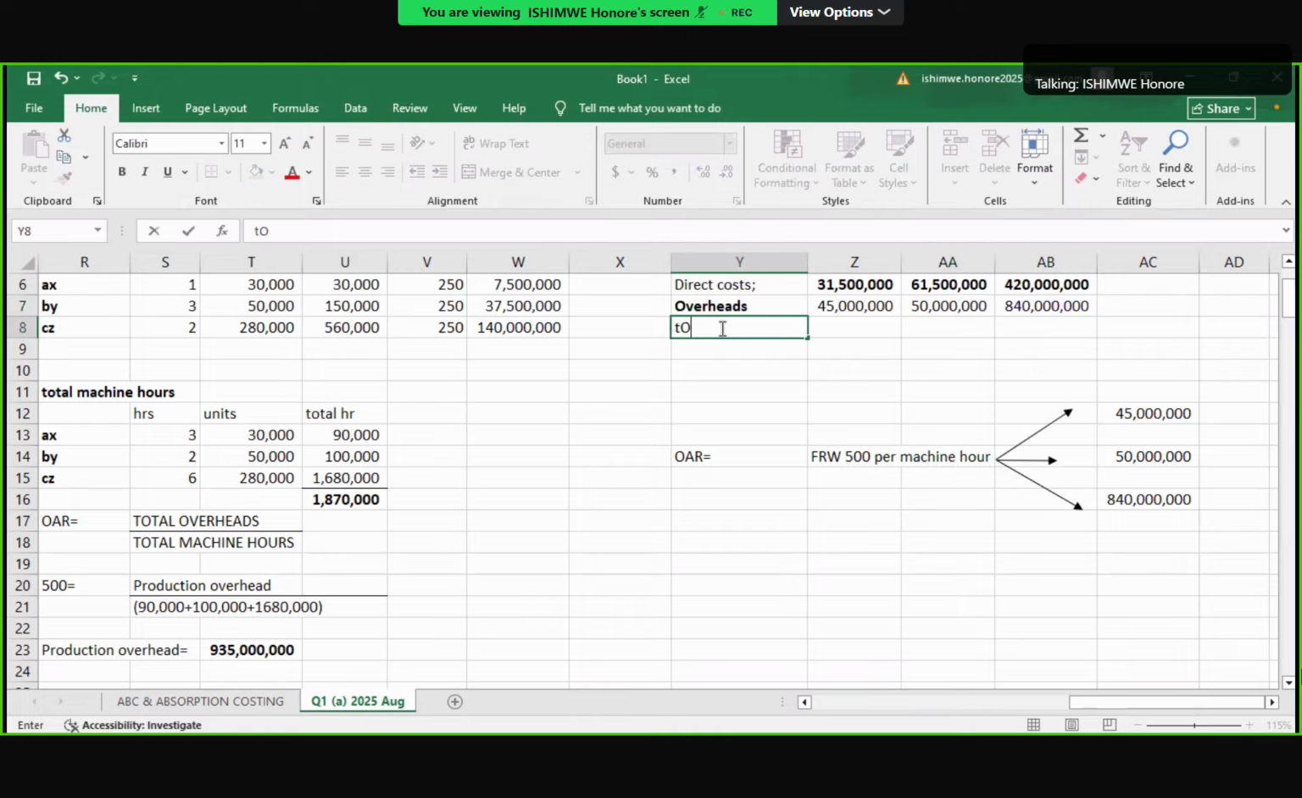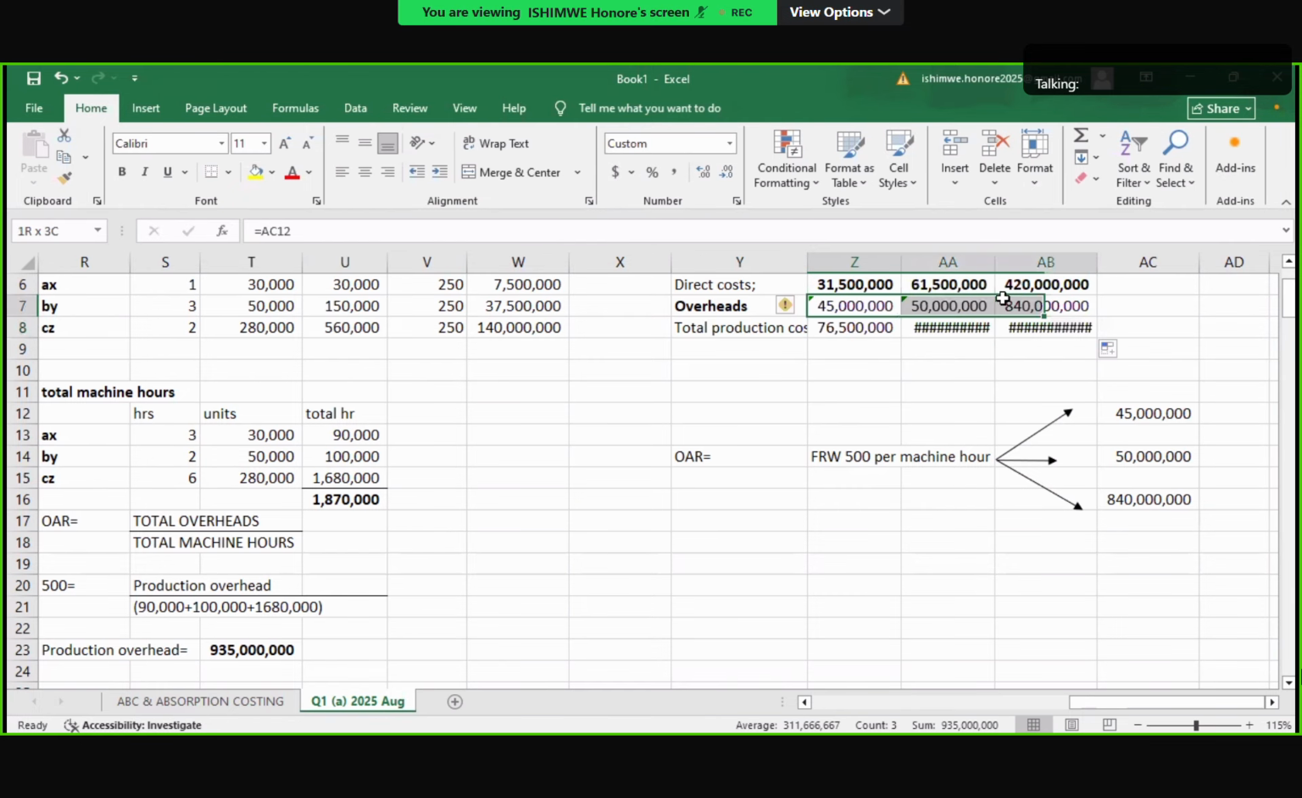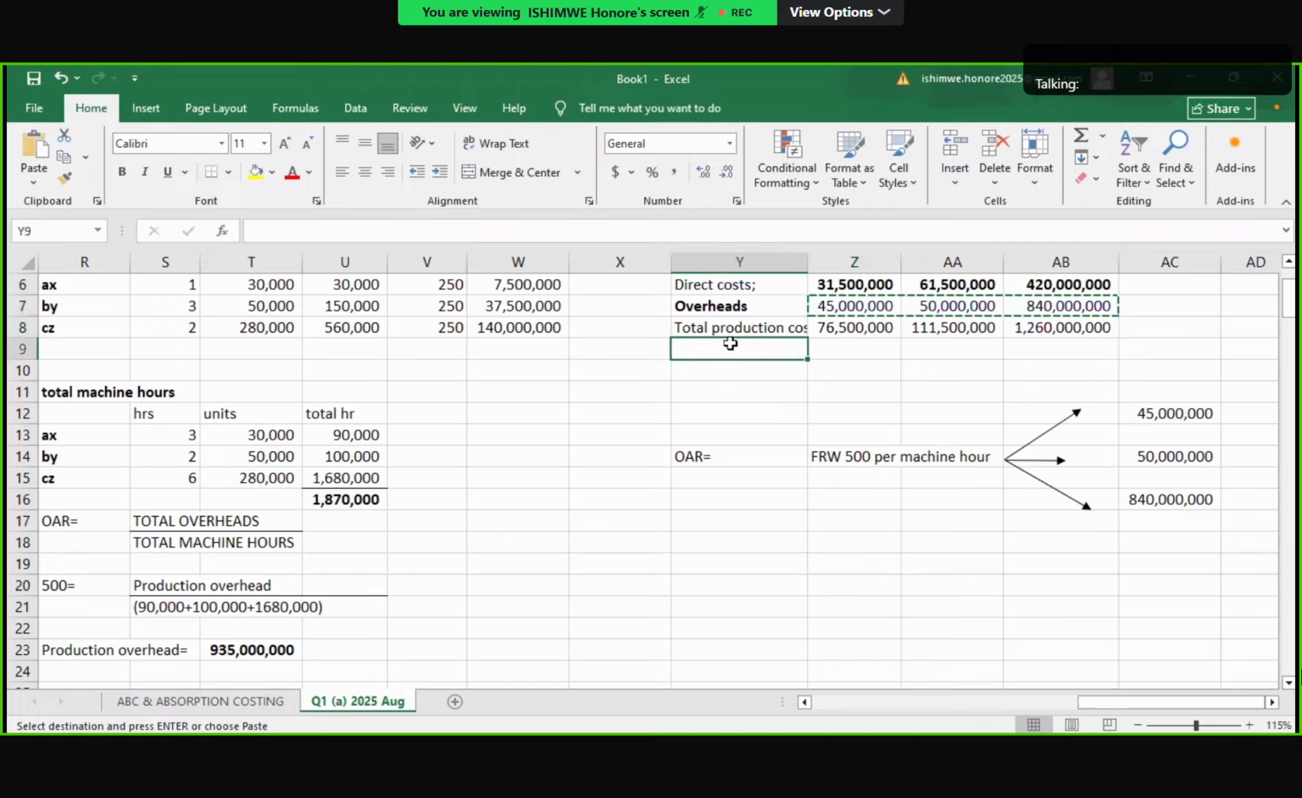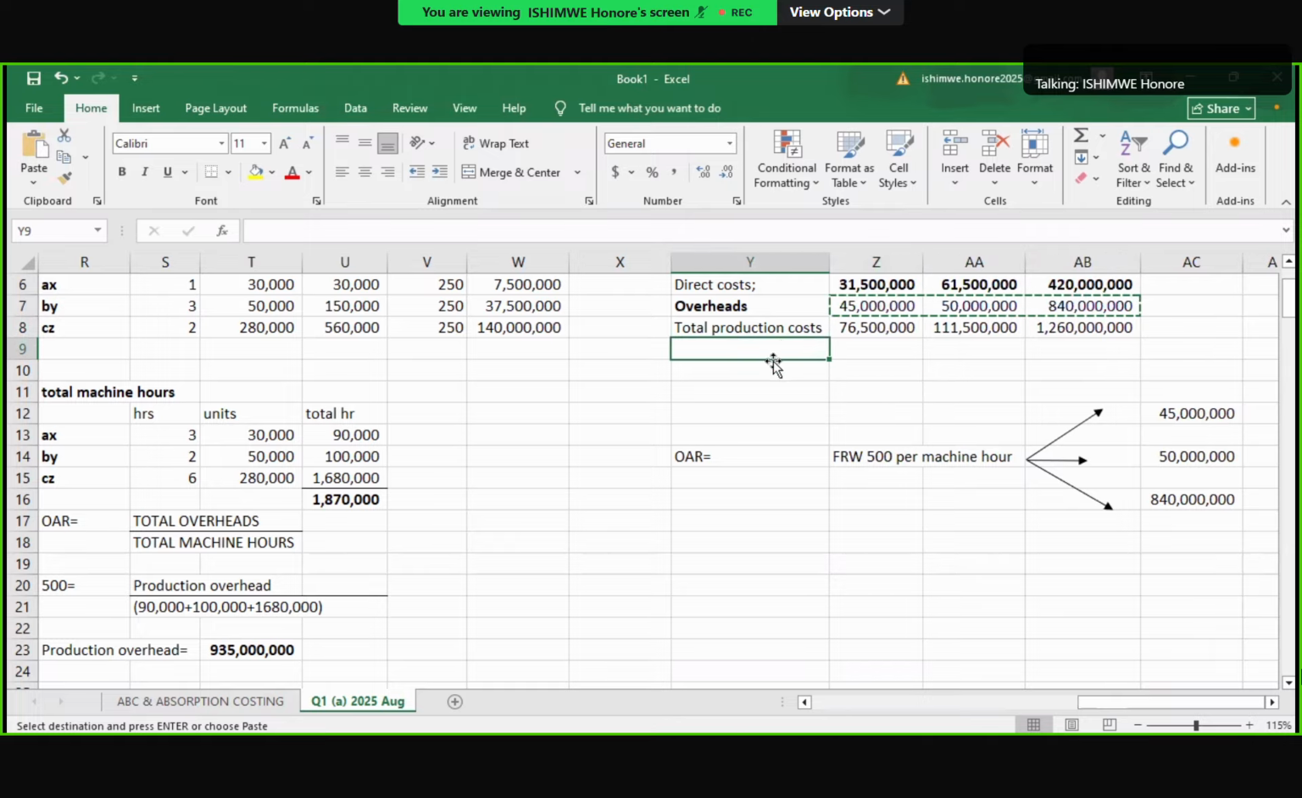Total production cost is here. Remember unit produced, we put all of them and divide. Unit produced, since we want per unit. Unit produced, then cost per unit. Unit produced here, it was 30,000.